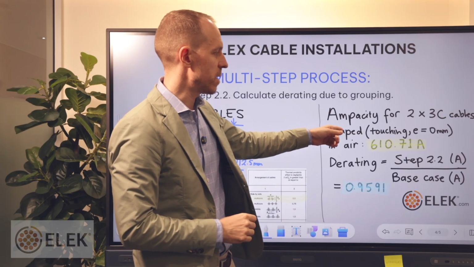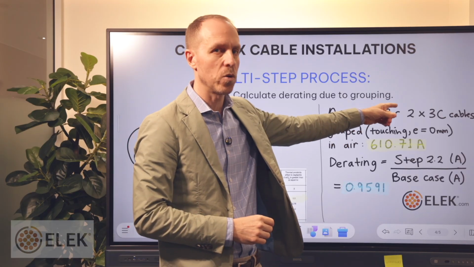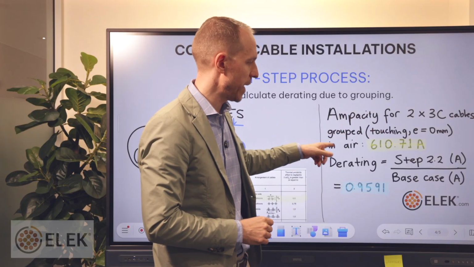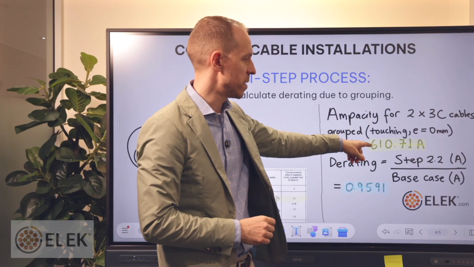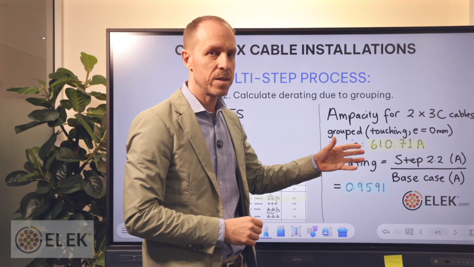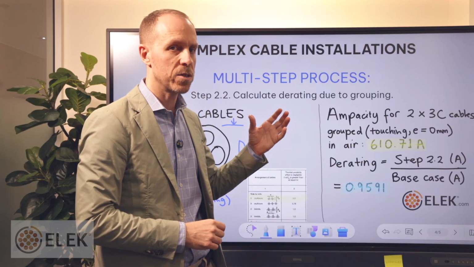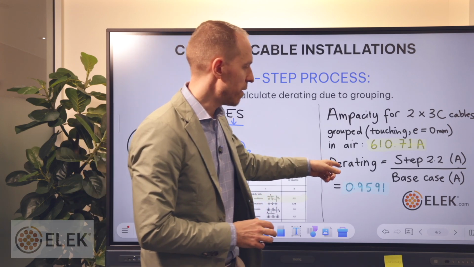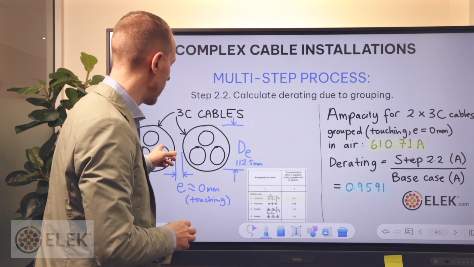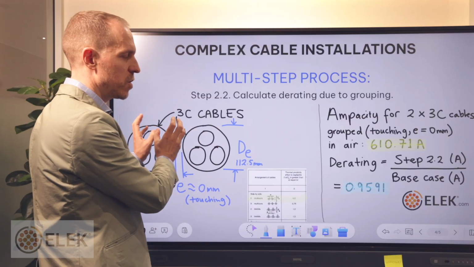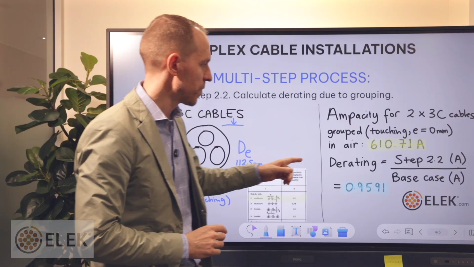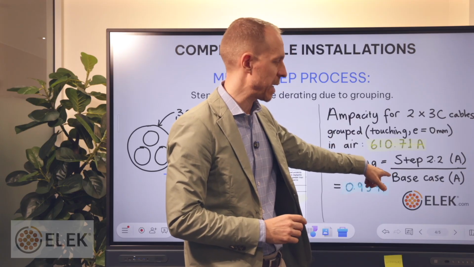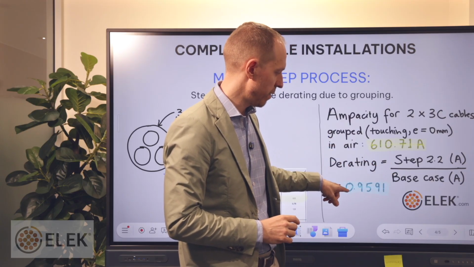So the effective ampacity of two 3-core cables grouped as touching with E equal to 0 in air is 610 amps, as calculated using a software model based on IEC 60287. So the effective derating caused by the two cables being in proximity is this ampacity divided by the base case ampacity, and this is the derating factor.